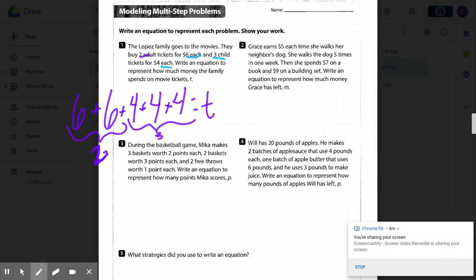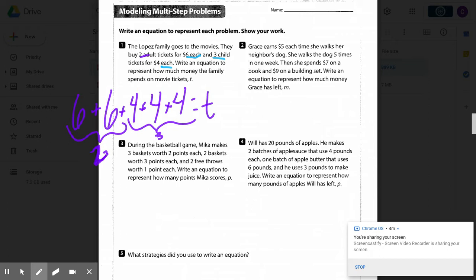I'm going to go ahead and read the rest of the problems for you, but I want you to try these by yourself. Remember that not all of them will be addition or multiplication. You have all of those operations that you might have to use. Number 2 says, Grace earns $5 each time she walks her neighbor's dog. She walks the dog 5 times in 1 week. Then she spends $7 on a book and $9 on a building set. Write an equation to represent how much money Grace has left.